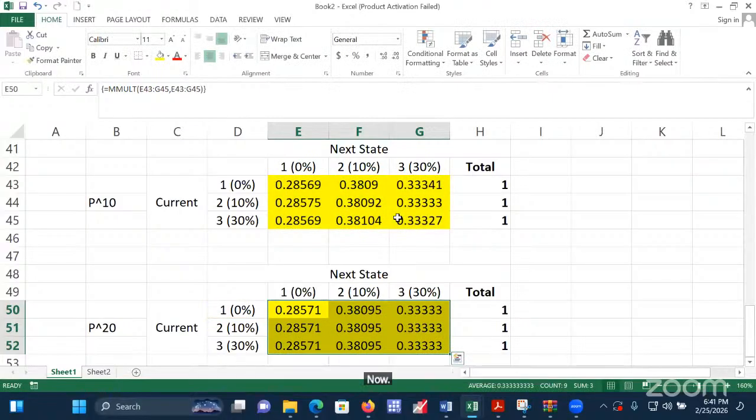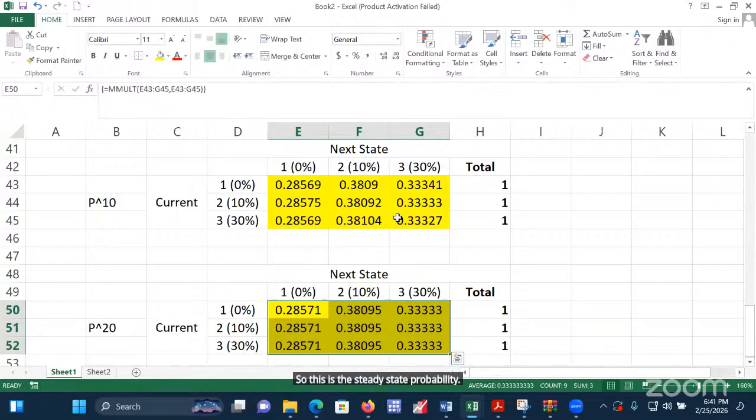Now, do you notice that the values on column 1 are all the same. The values on column 2 are all the same. The values on column 3 are all the same. This is the steady state probability: there's a point in time in the future where, irrespective of the previous state, if you multiply it with the same P, you will end up getting that same probability. This is the pi. So pi 1 is 0.28571, pi 2 is 0.38095, pi 3 is 0.3333. So this is the steady state probability.